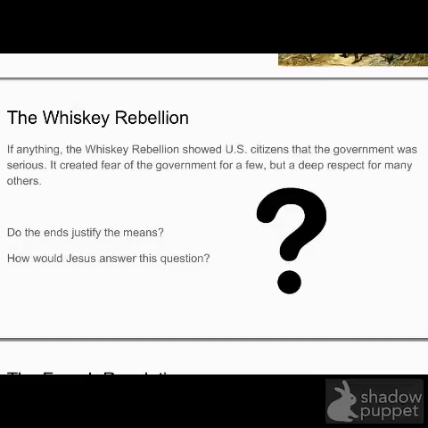If anything, the Whiskey Rebellion showed U.S. citizens that the government was to be taken seriously. For some, it created a fear of government. In others, it created a very deep respect for the new government. We talked about how the ends, do they justify the means? If you have some great goal, is it okay to do bad things?